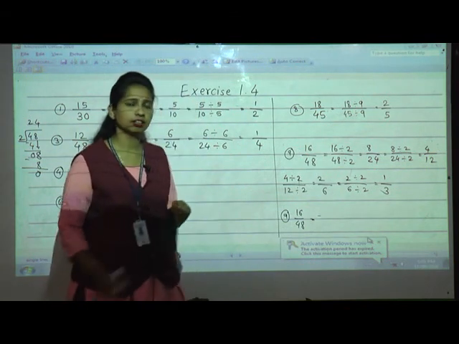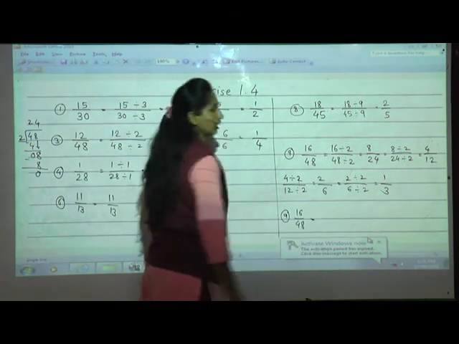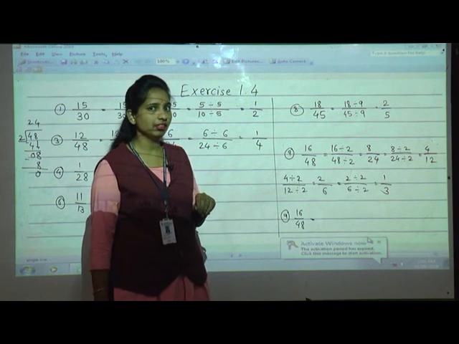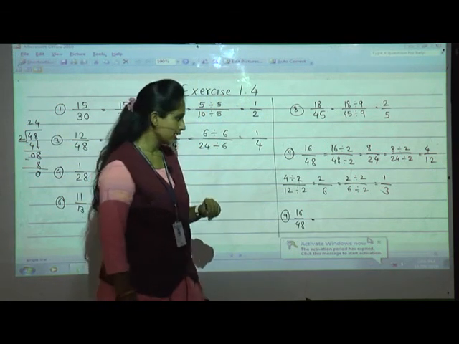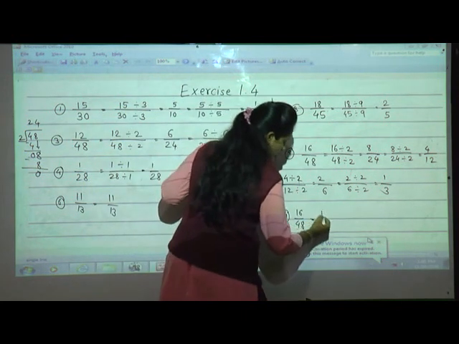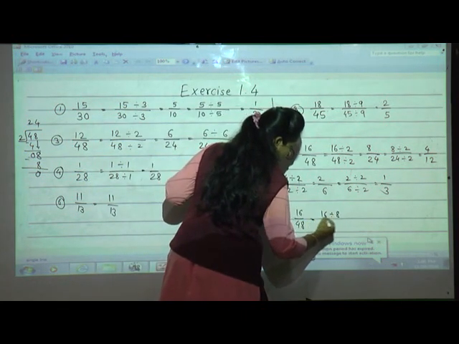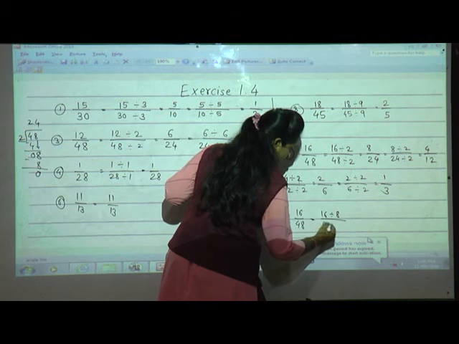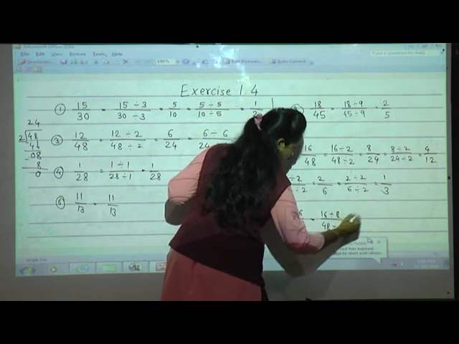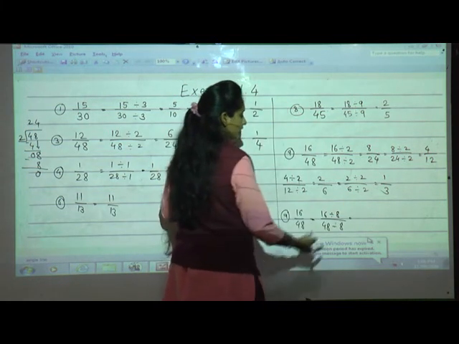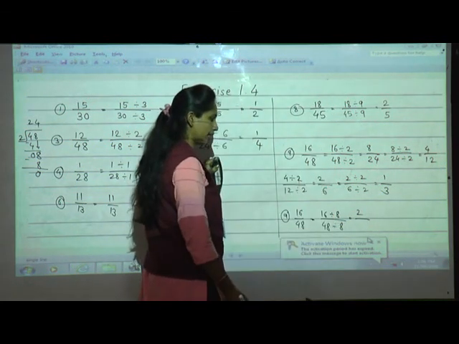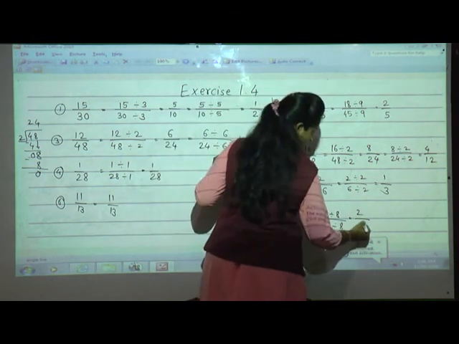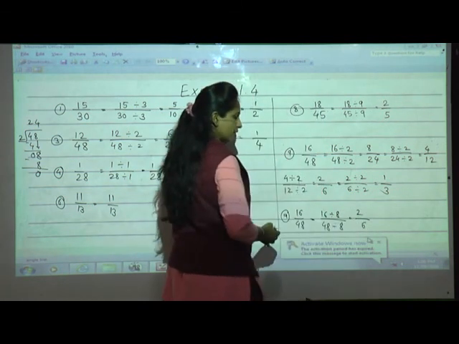Yes, think. See, the 8 table, isn't it? In the 8 table, is 16 there or not? Yes, it is there. So 16 divided by 8 and 48 divided by 8. When we divide 16 by 8, we get 2, and 48 divided by 8, 6. Now we got 2 upon 6.